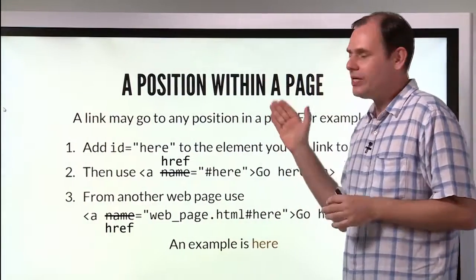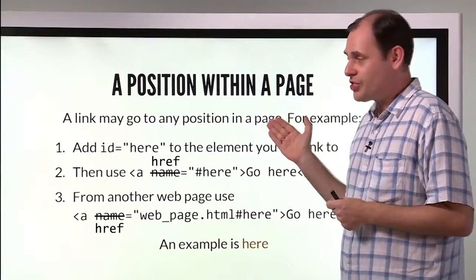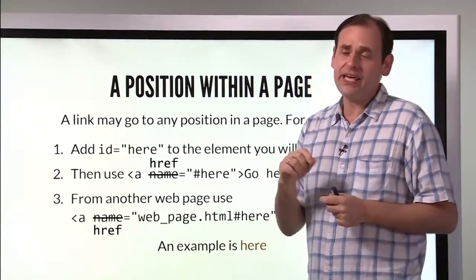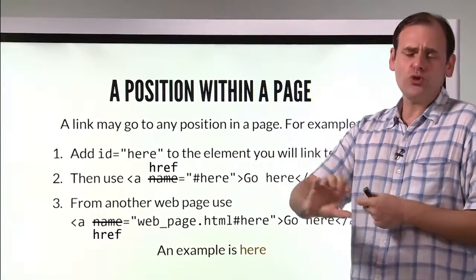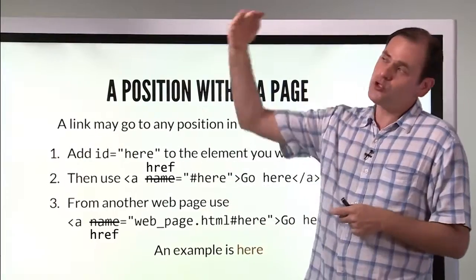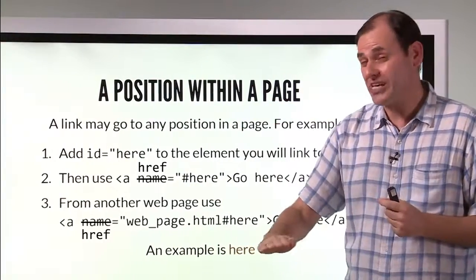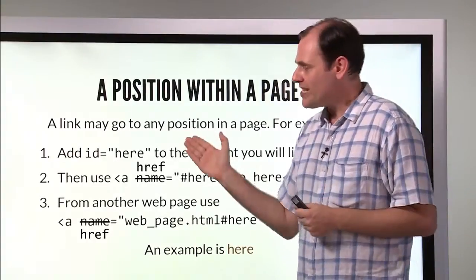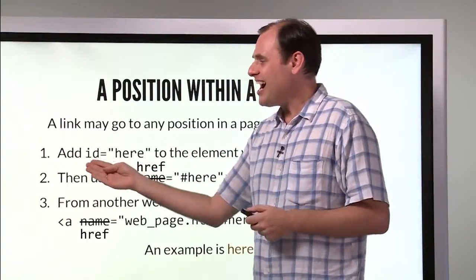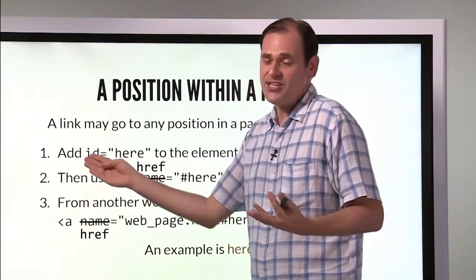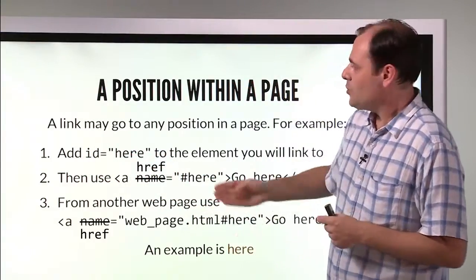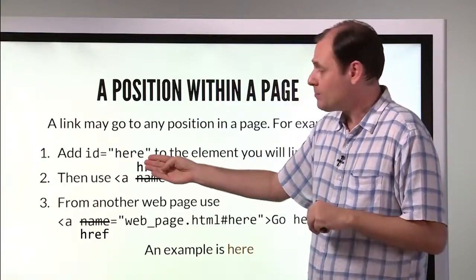So what about if you want to do some positioning inside a web page? Maybe you have a big, long web page and it has section 1, section 2, section 3. You want to jump straight into section 3, not the top. You want to jump right into the middle. So the way to do it is you add an ID. An ID is basically a name to some kind of element. You add it to a paragraph, perhaps.